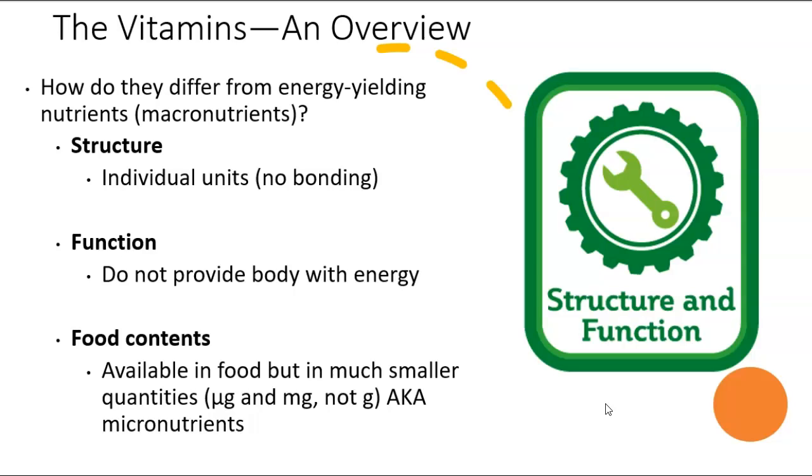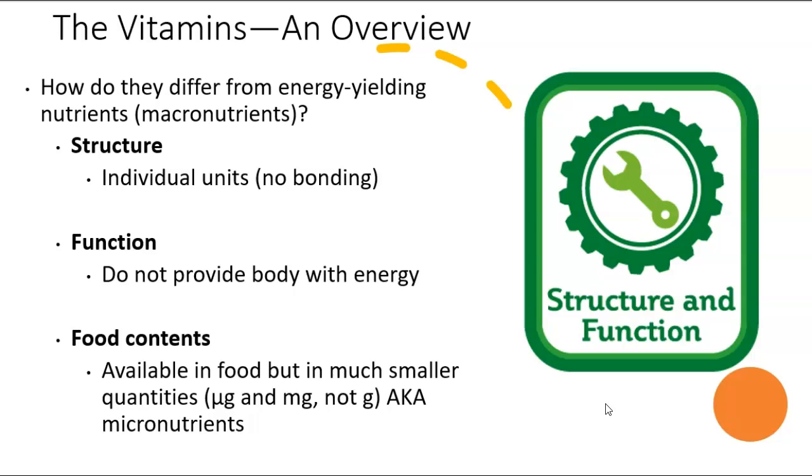as you've already seen, the B vitamins are extremely important in the energy-making process. So we find them in the Krebs cycle, we find them all throughout that energy metabolism. So they don't provide the body with energy, but we need them in order to make energy. And then, of course, the food contents.